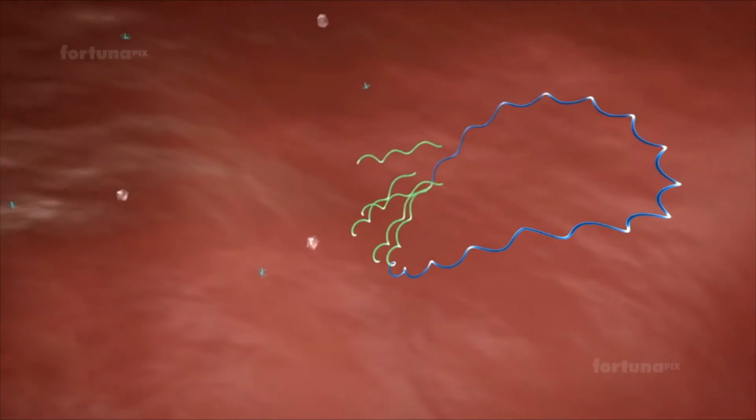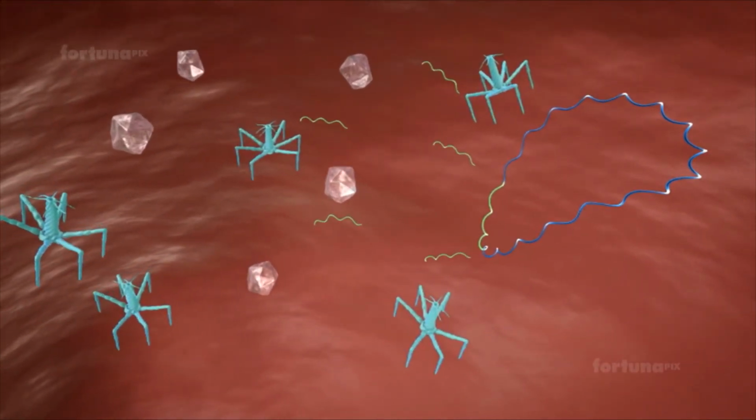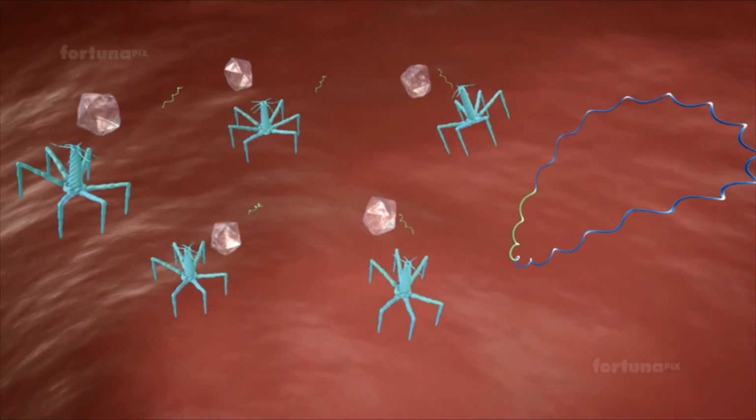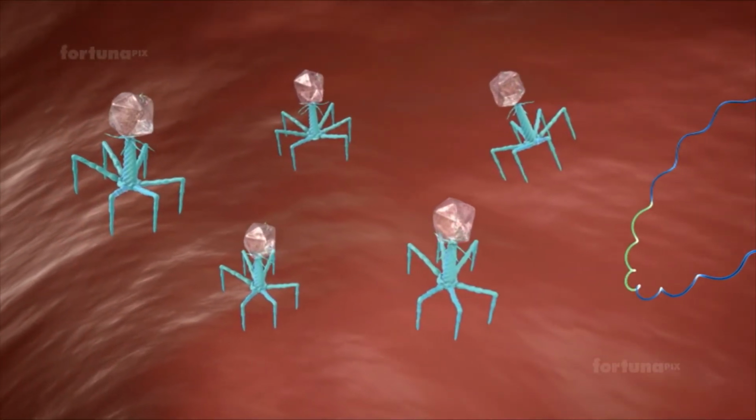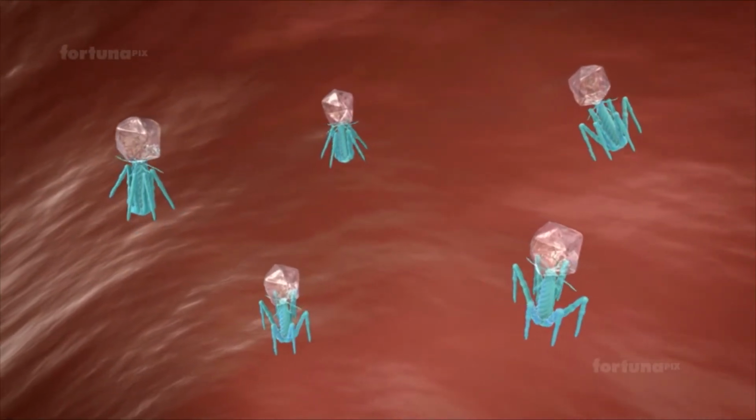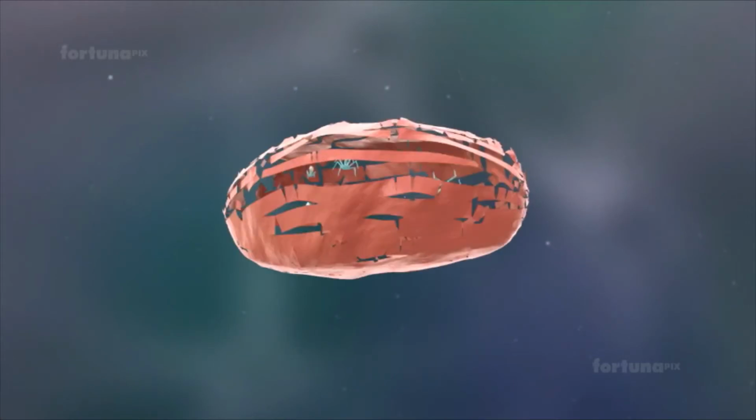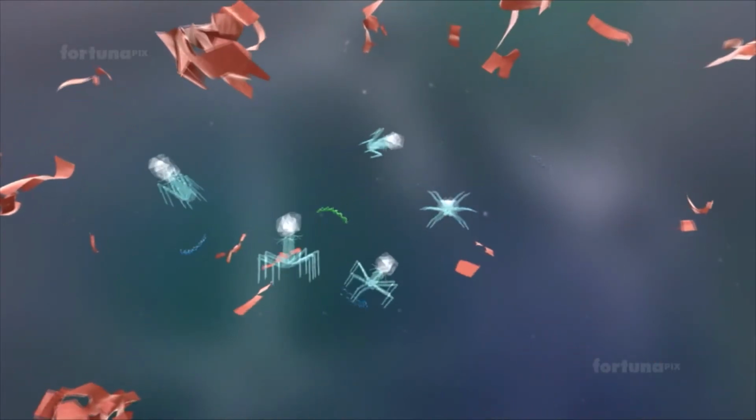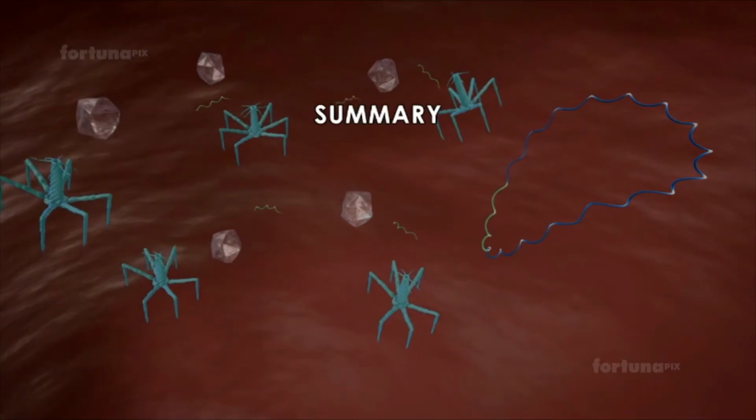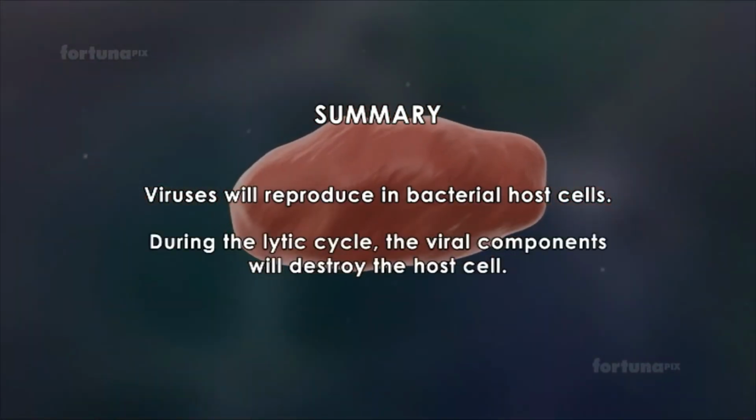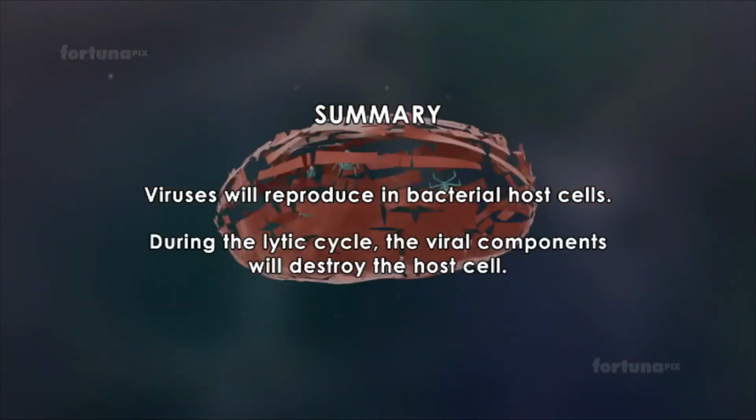Consequently, large amounts of viral components, such as phage DNA and phage proteins, will produce in the host cell. Soon the phage components will be assembled as complete viruses, filling up the bacterial cell. Eventually, an enzyme will break down the bacterial cell wall. As the cell bursts open, the new viruses will be released. Summary: viruses will reproduce in bacterial host cells. During the lytic cycle, the viral components will destroy the host cell.